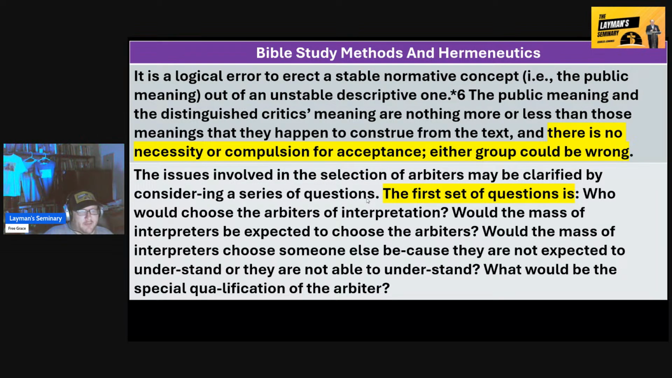Then it says, would the mass of interpreters be expected to choose the arbiters? In other words, is it a democratic process? Would the mass of interpreters choose someone else because they are not able to understand? In other words, and this is how I'm understanding this, if you can't understand the biblical text to determine the meaning, what makes you think you can determine who's the better person to evaluate who are the arbitrators over the text to determine meaning? What would be the special qualification of the arbiter?